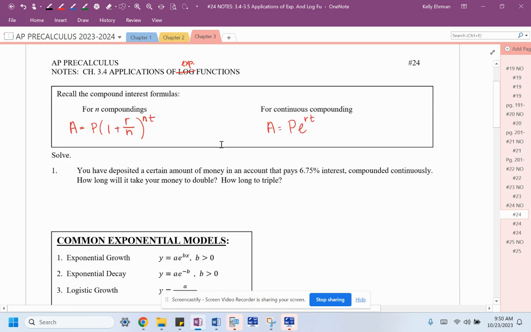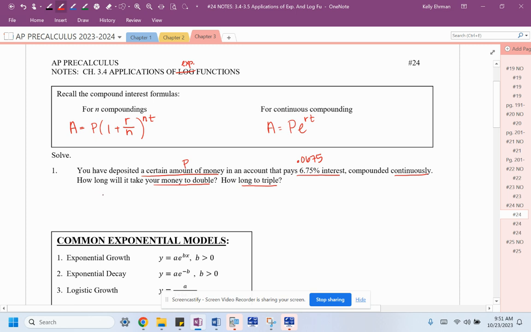So our first example says you've deposited a certain amount of money. They don't always tell us how much. That's P, into an account that pays 6.75, so 0.0675 as a decimal, percent interest, compounded continuously, so I'm using this formula. How long will it take your money to double? And then how long to triple? The reason it doesn't matter how much money we start out with, whether you're investing $1 or $1 million, is that we're just talking about doubling the money.